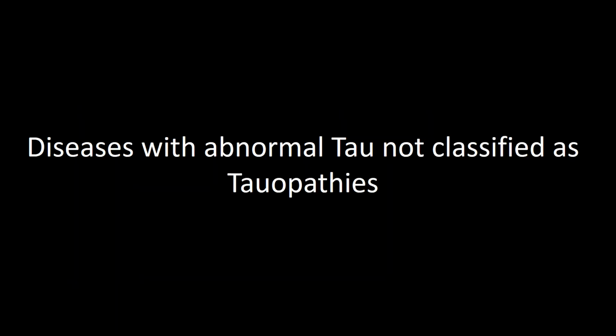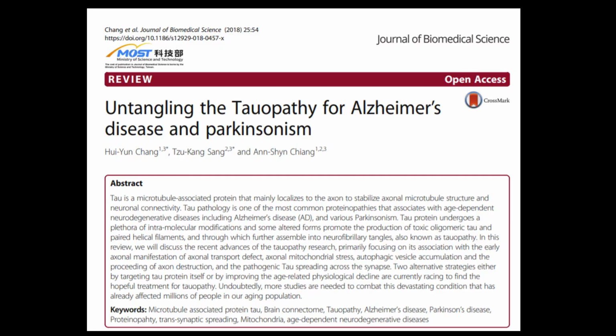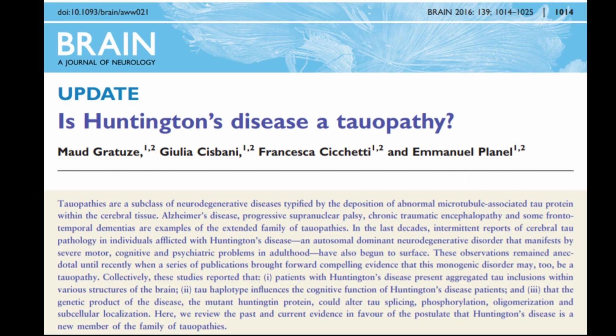It is important to stress that certain diseases in which tau accumulates are currently not classified as tauopathies. Most notably Alzheimer's disease, where, as you heard a few minutes ago, tau is an important factor in its pathology, is currently classified as an amyloidosis. Parkinson's disease and Huntington disease also fall in this group.